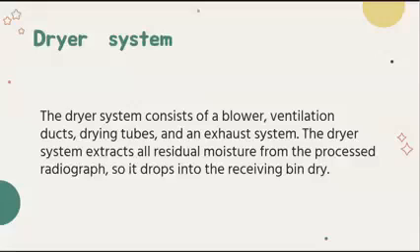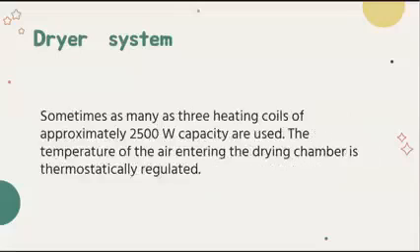Okay, the blower is a fan that sucks in room air and blows it across heating coils through ductwork to the drying tubes. Therefore, room air should be low in humidity and free of dust. It should be low in humidity, because if the humidity is high and the humidity within the dryer system increases further, that means there is a possibility that your film will not dry properly. And then sometimes as many as 3 heating coils of approximately 2,500 watts capacity are used. The temperature of the air entering the dryer chamber is thermostatically regulated.